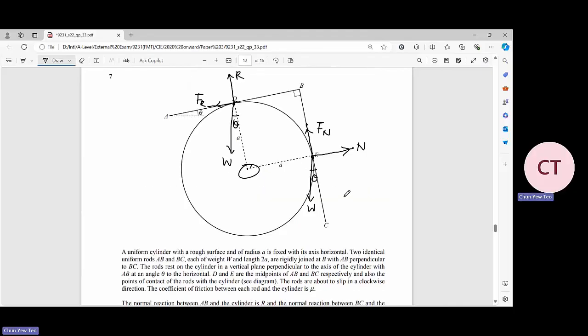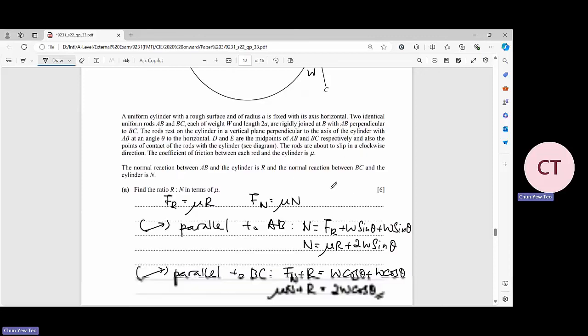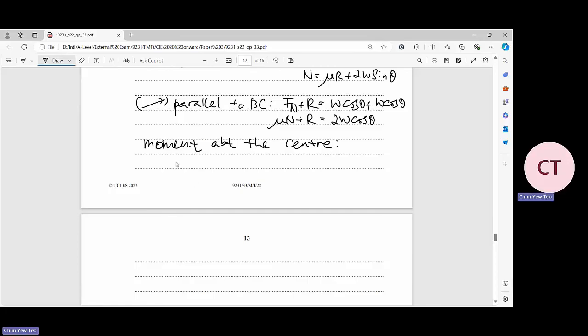So if you take the moment about the center of the cylinder, then you can see that you will have Fn multiplied by A plus Fr multiplied by A. You will get Fn times A plus Fr times A.